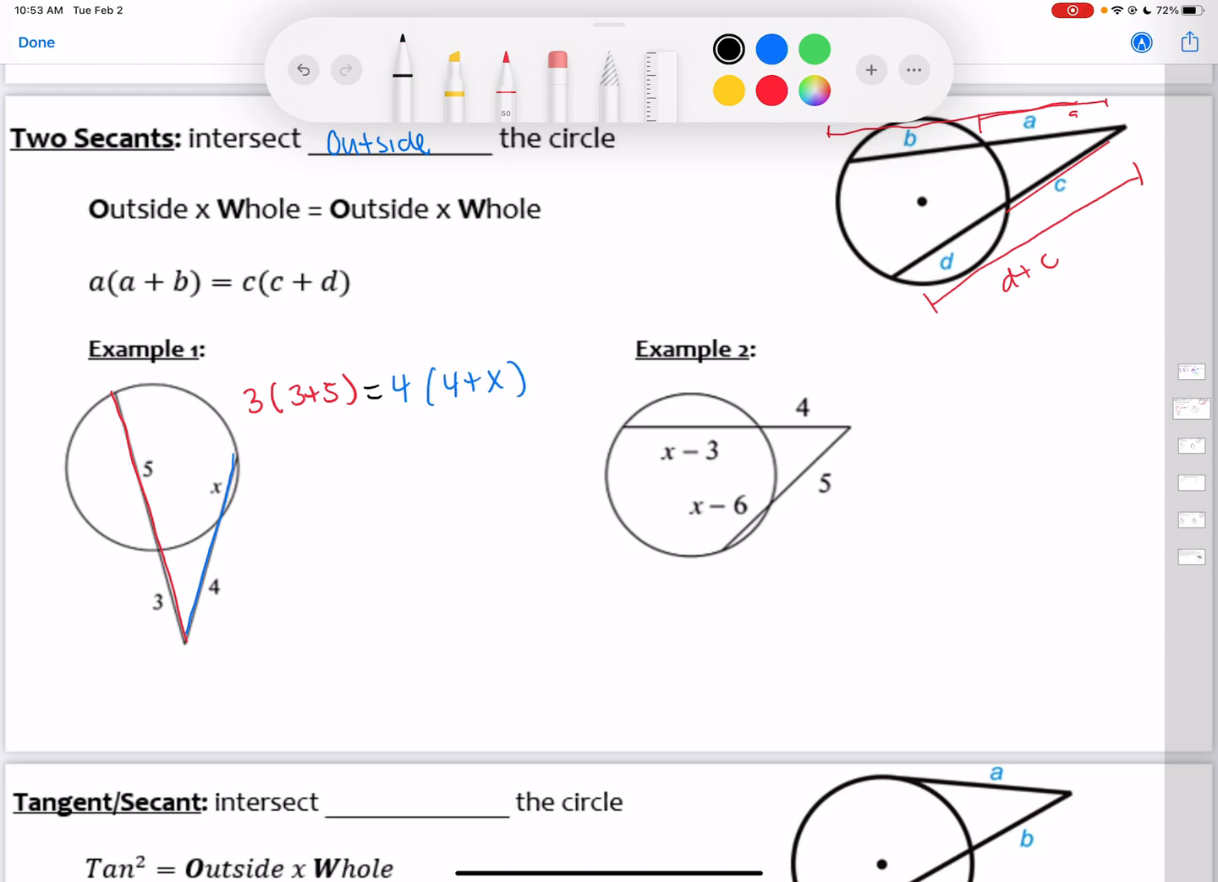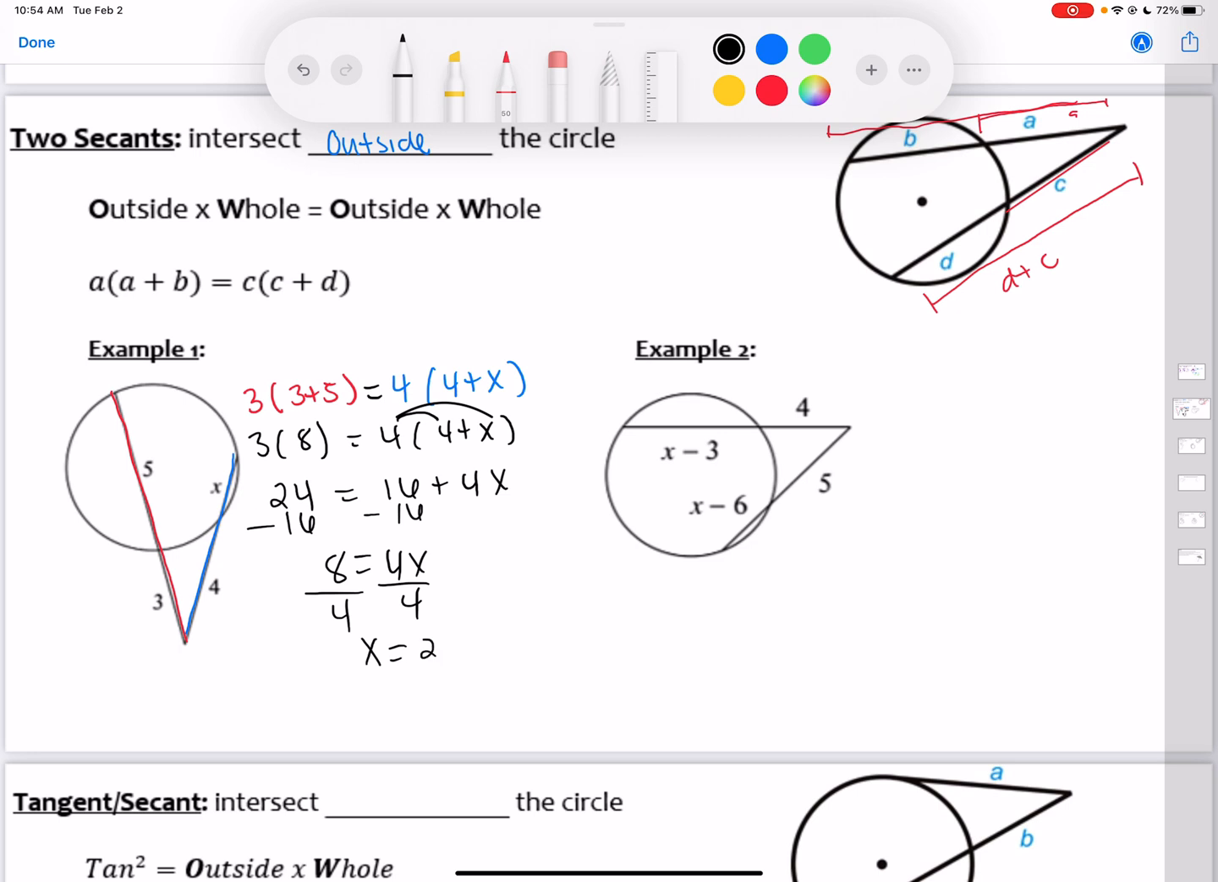If I can, I'm going to go ahead and simplify within the parentheses first. So 3 times 8 equals 4 times 4 plus x. I've got to distribute that 4, so 3 times 8 is 24, equals 16 plus 4x. Subtract 16 on both sides, so 24 minus 16 is 8. 8 equals 4x. X equals 2.